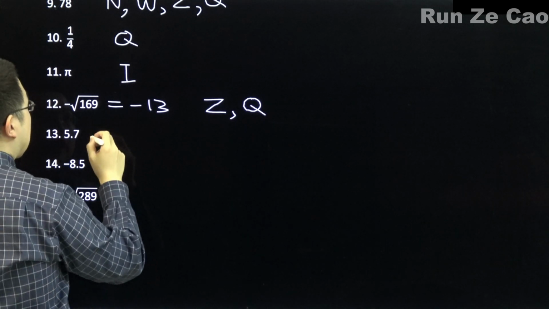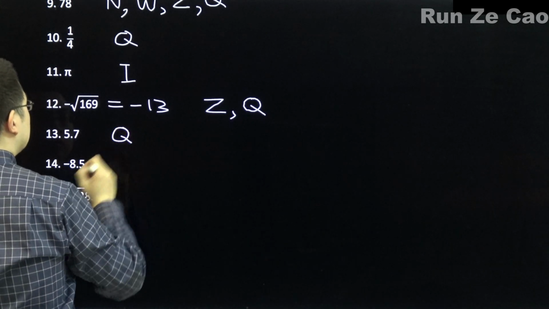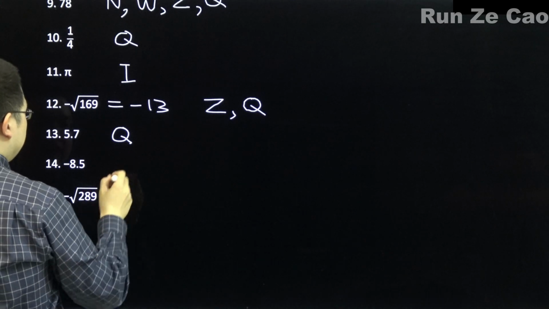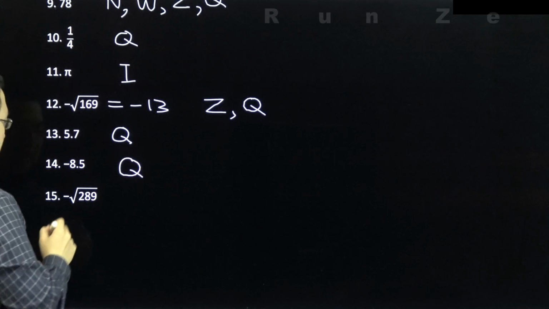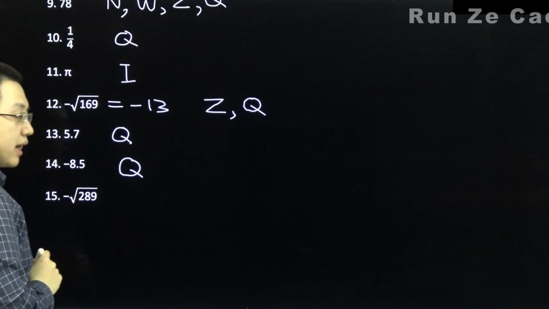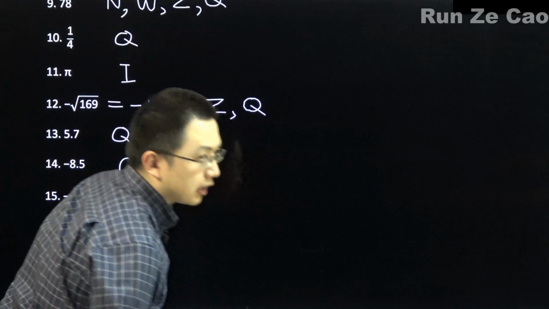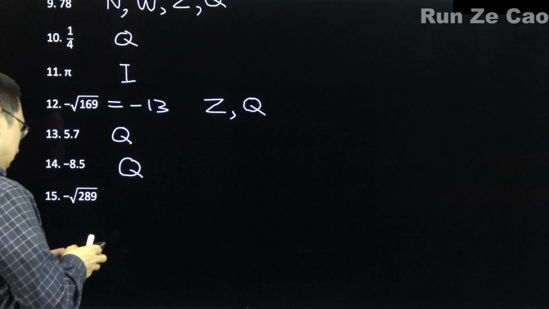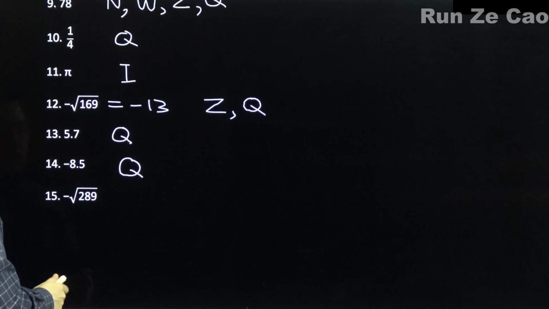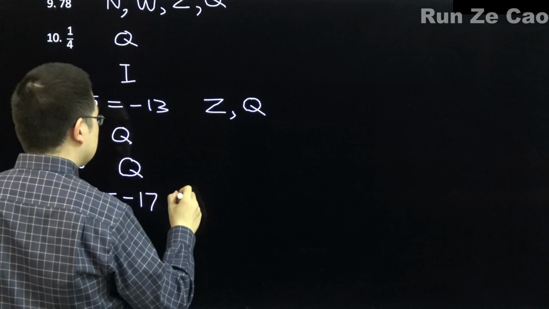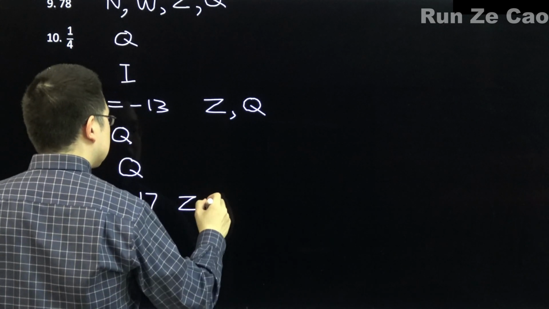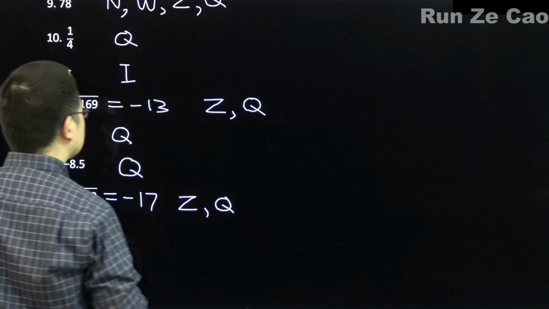5.7 is rational. Negative 8.5 is rational, but obviously not an integer. Negative root 289, that's 17, I do believe. Yes, yep. 17 squared is 289. So negative 17. And this is an integer and rational.